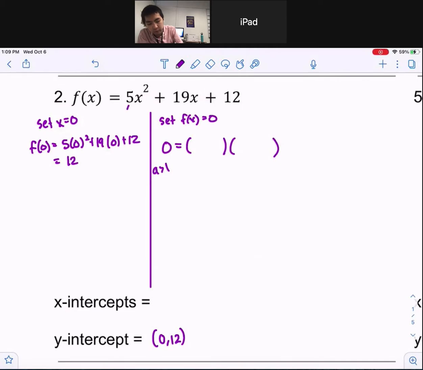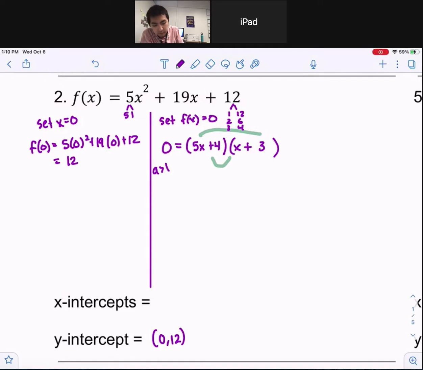you've got to figure out what are the two factors of 5, which is 5 and 1, and what are the factors of 12. 1, 12, 2, 6, 3, 4. So we know 5x times x gives us the first term. Now we have all these different combinations for 1, 12, 2, 6, and 3, 4. So I just got to figure out that these will get multiplied together and these. One of those combinations added together will give you 19x. As I'm looking at this, it seems like if this is a positive 3 and this is a positive 4, that's going to work.